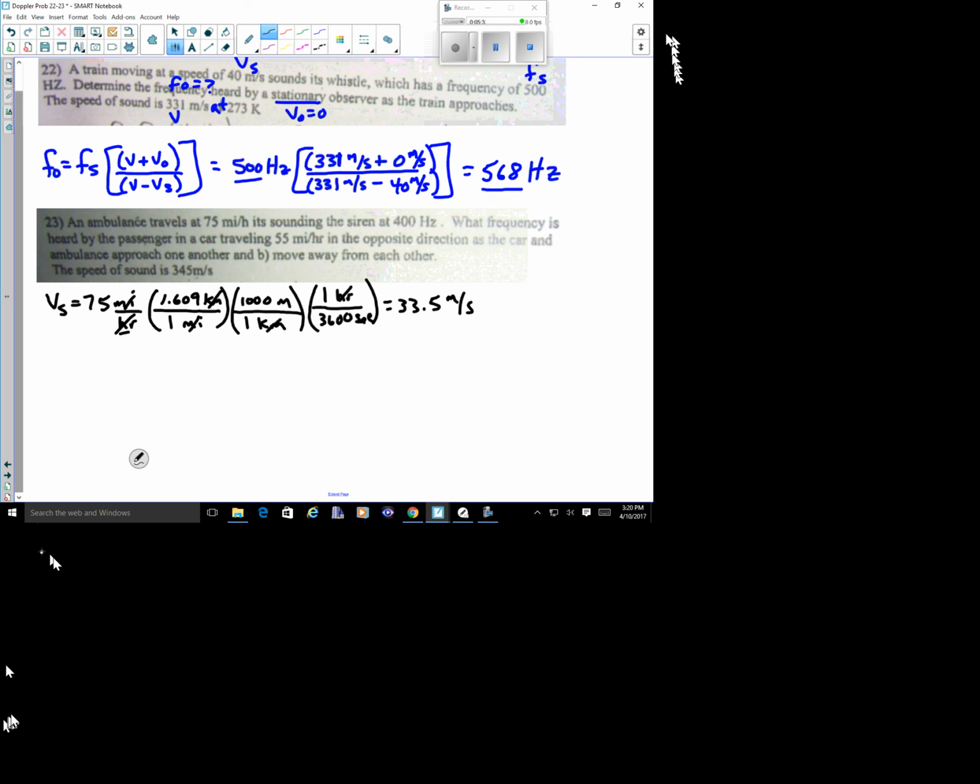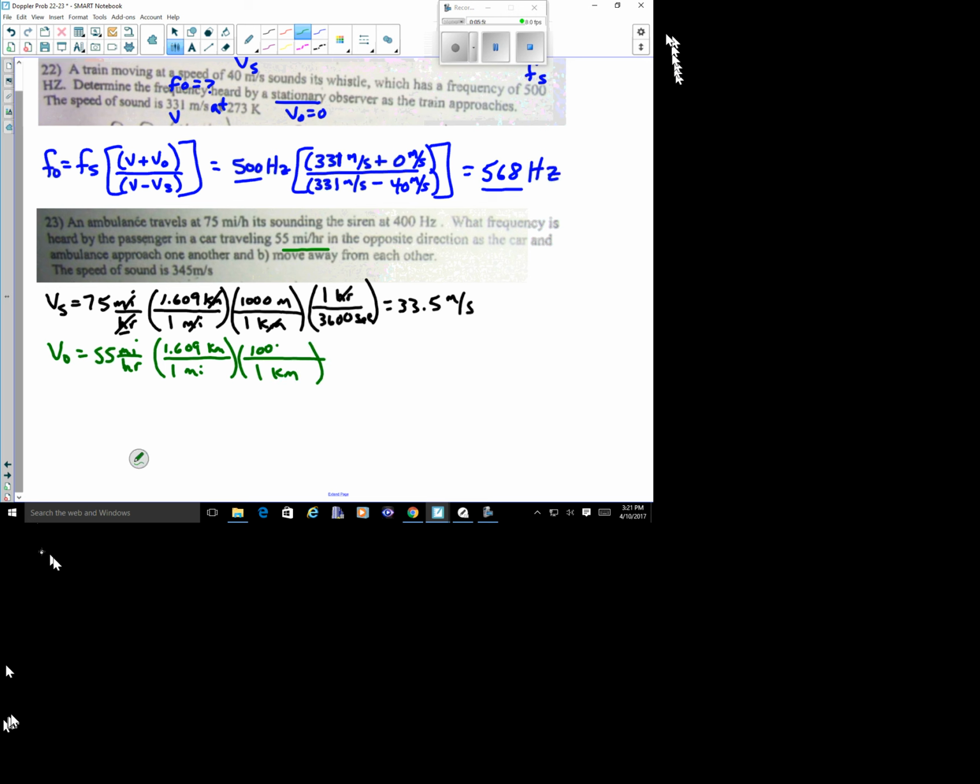So I'm going to say the velocity of the observer is 55 miles per hour. So let's go ahead and put that in here and do the same exact thing. Once again, miles is on top, so I'm going to put it on the bottom. 1 mile is the same thing as 1.609 kilometers. And now I got to get the kilometers to cancel out, so I'll put them on the bottom, put 1,000 meters on top.